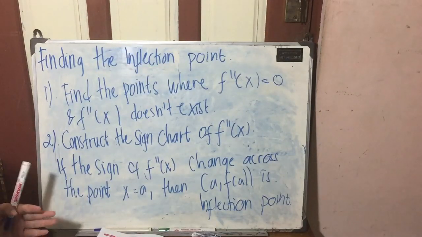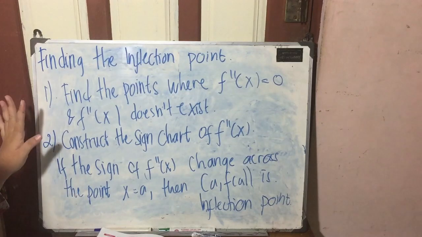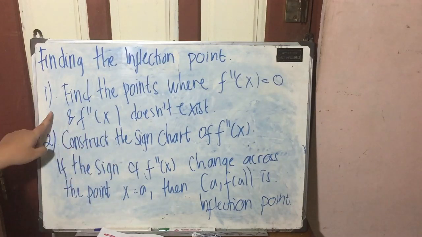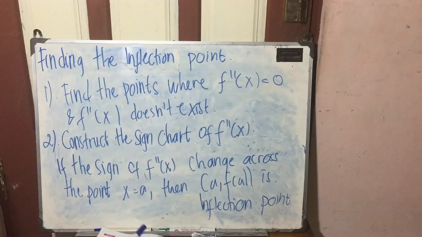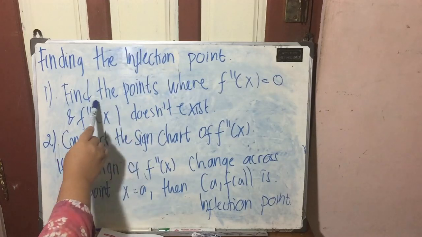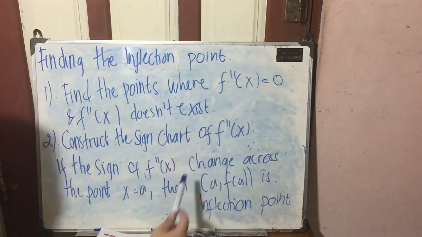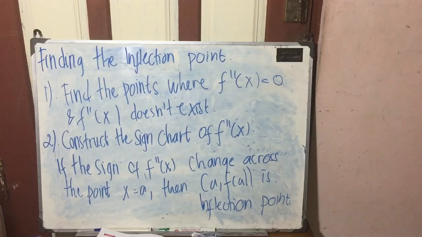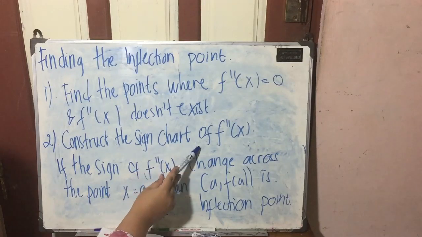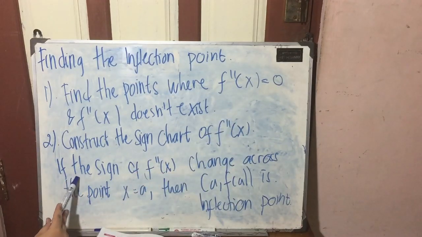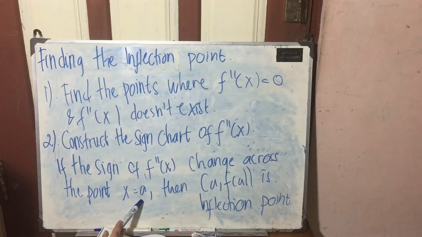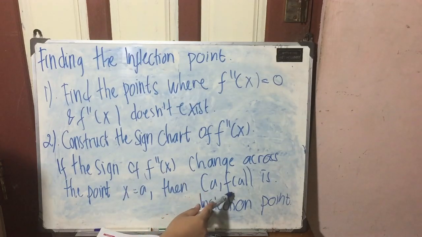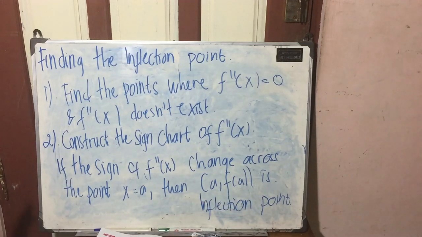Okay, everyone, how do we find the inflection point? It is divided into two steps. First, you need to find the points where the second derivative is equal to 0, and make sure to check where the second derivative doesn't exist. Then number 2, construct the sign chart of the second derivative. If the sign of f''(x) changes across the point x equals a, then (a, f(a)) is the inflection point. Do you understand, everyone?